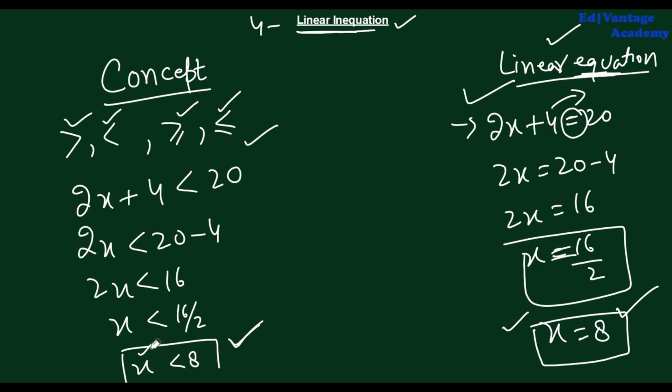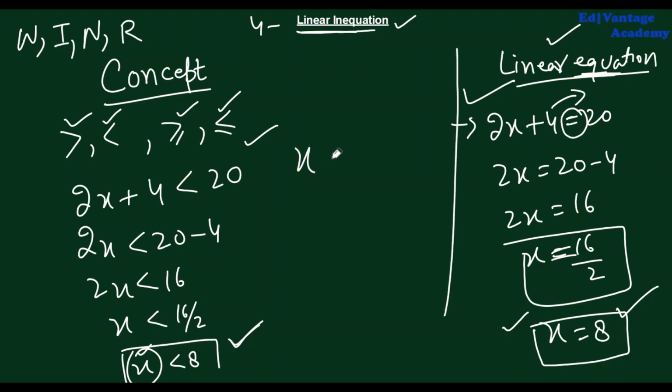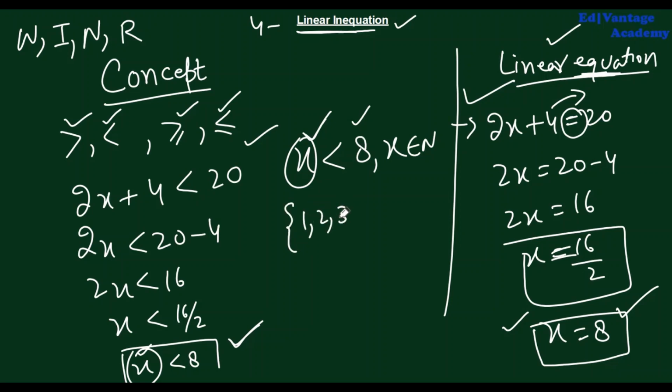Like x is less than 8. But what is x? x can be a whole number, an integer, a natural number, or a real number. So let us say we got x is less than 8, and the question is telling x belongs to natural numbers. So natural numbers less than 8, that we know. Natural numbers less than 8 are 1, 2, 3, 4, 5, 6 and 7.